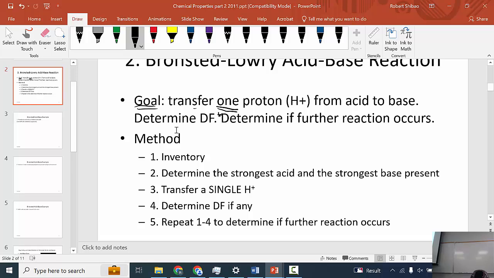To determine the strongest acid and the strongest base present, we consult the chart here. And so all we do is we look at the acid-base chart and then determine what we have. And then we transfer a single H plus from the acid to the base, and then determine driving force, and repeat if necessary.